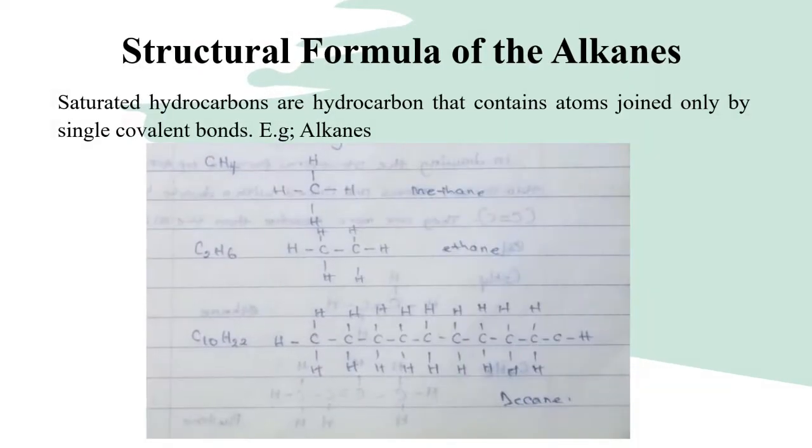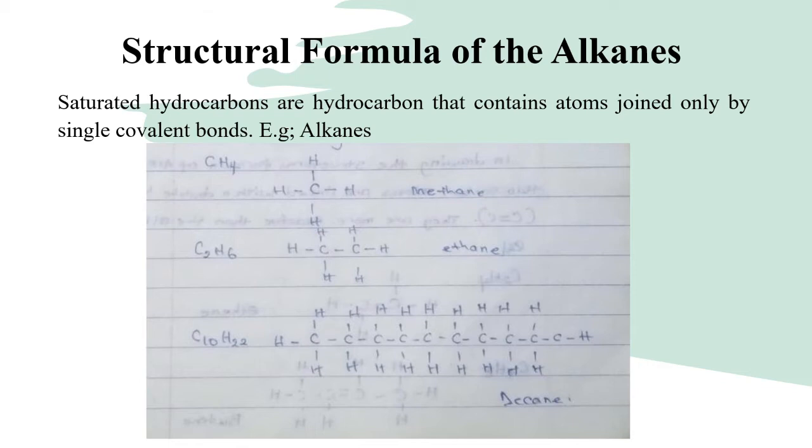Structural formula of alkanes. Saturated hydrocarbons are hydrocarbons that contain atoms joined only by single covalent bonds. So we can say alkanes have only single bonds joining them together. For example, we have methane. From the structure of methane, we have single bonds joining carbon with the hydrogen. Ethane has a single bond joining carbon to carbon and all other hydrogen. Same as decane.